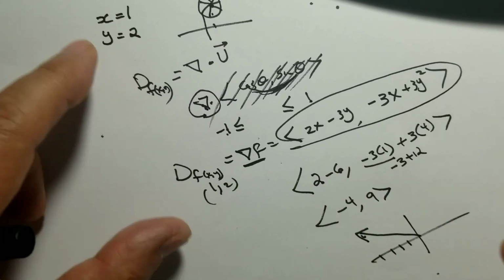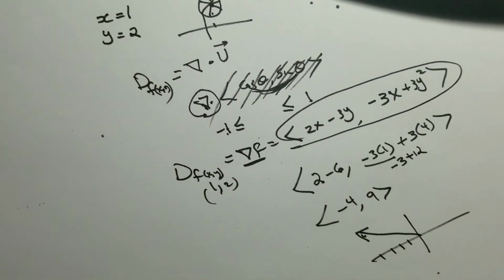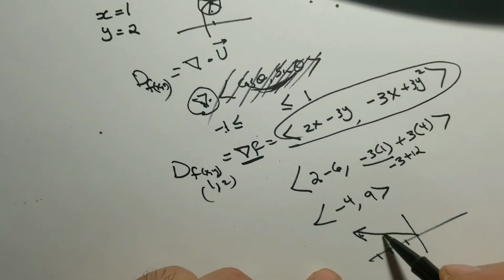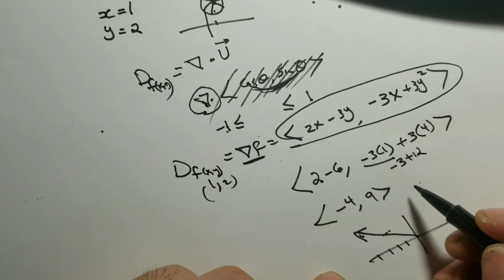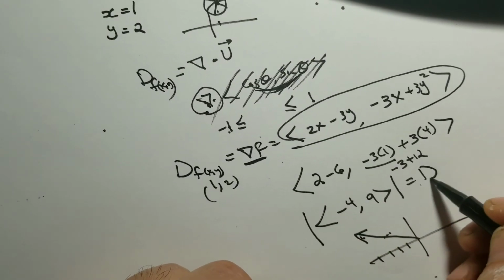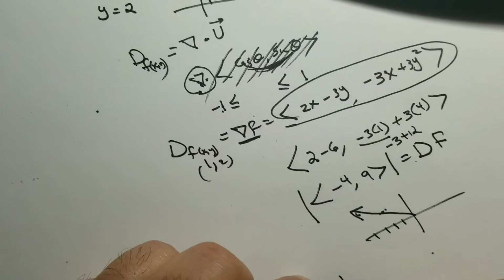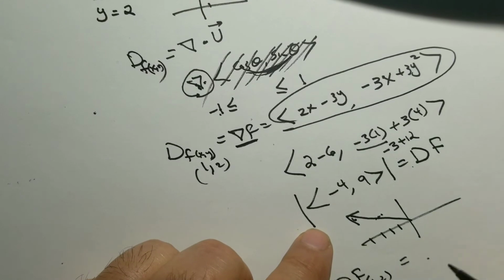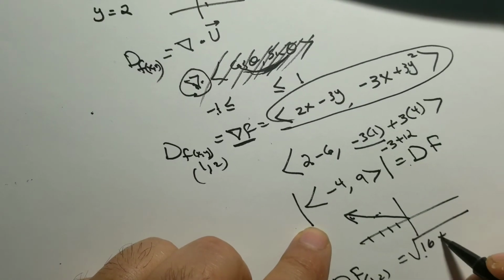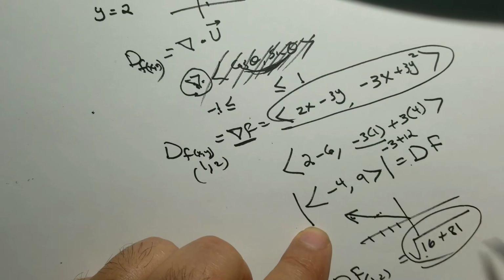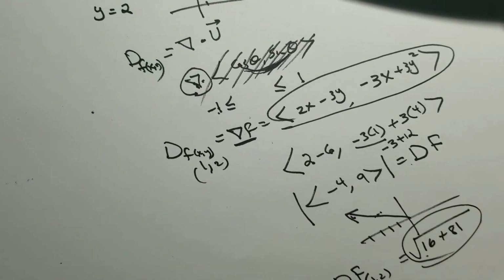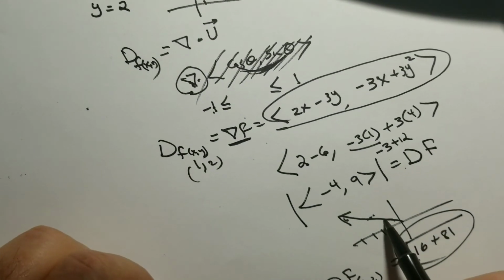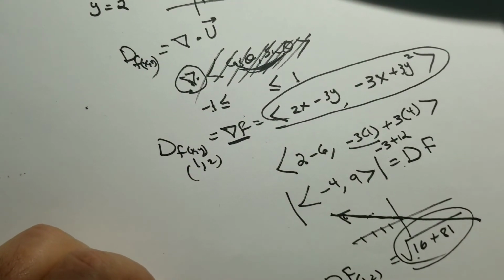And I said, well, I know you gave me the direction, but what is the derivative? What is the rate of change in that direction? The magnitude of that vector is called the directional derivative. And what is the directional derivative of that function at the point 1, 2? It is the square root of 16 plus 81. This is how fast something is changing. Or if this one was negative, how slowly. Therefore, if this one is the fastest, I bet you this is the slowest.